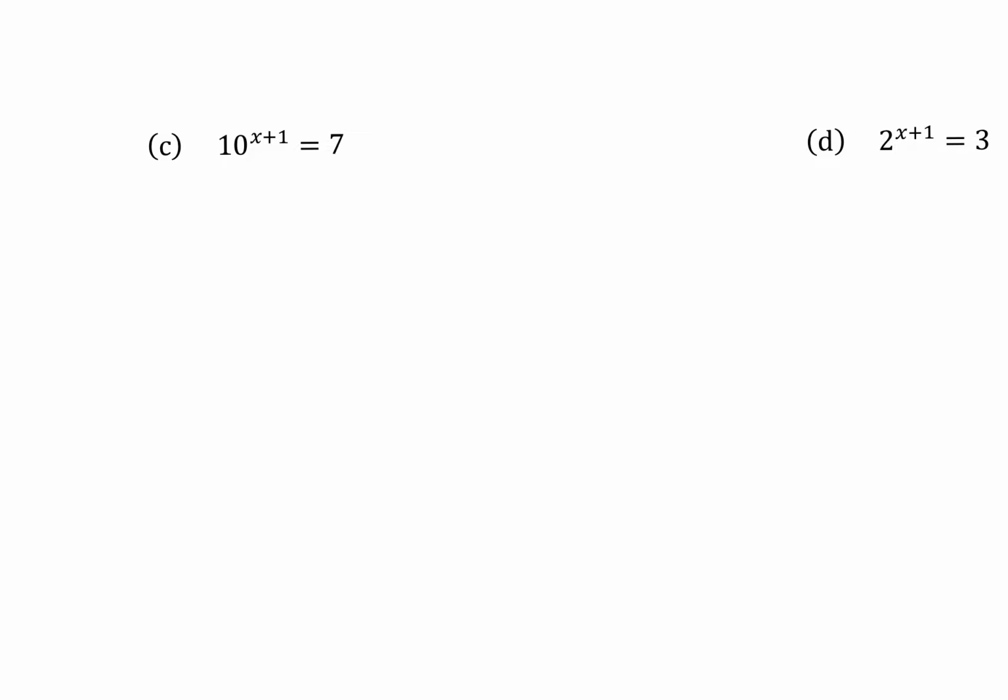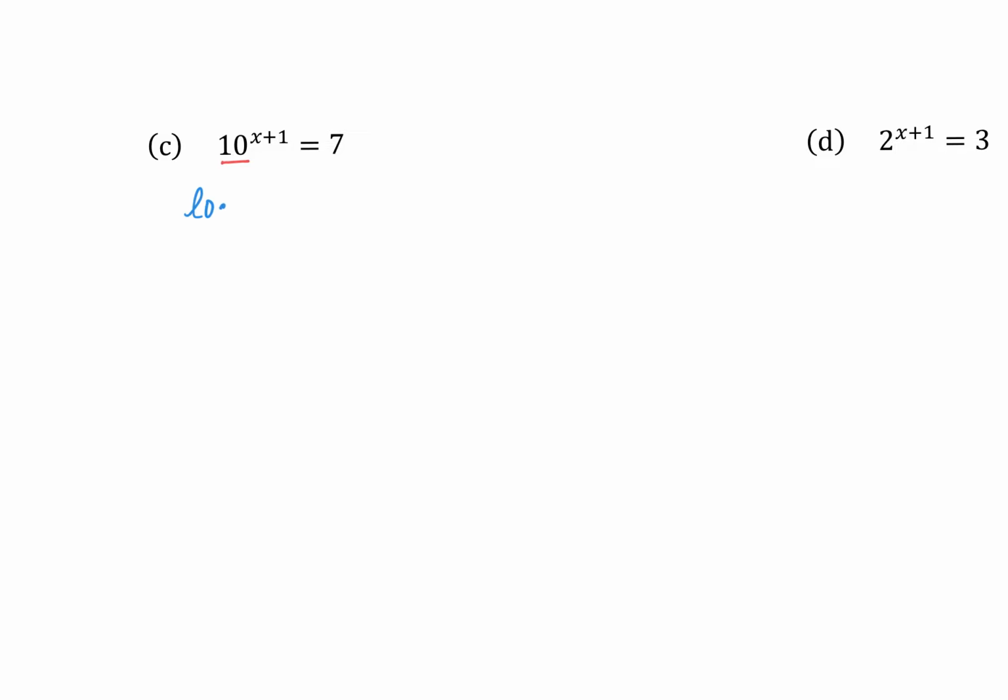In part C, same equation, except instead of base e to the x plus 1, I've changed it to base 10 to the x plus 1. Now I can't get 10 and 7 to match. However, I see that if I log both sides, because remember that's log base 10, then it will match with this base 10 and maybe something nice will happen. So I am going to log both sides.